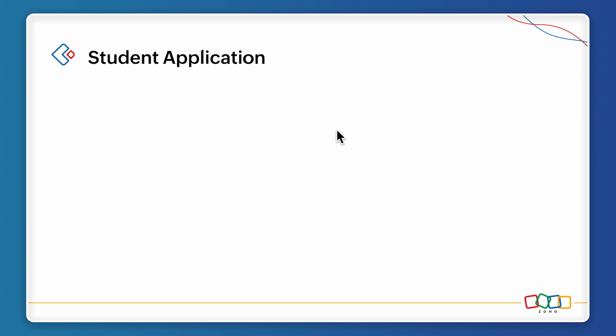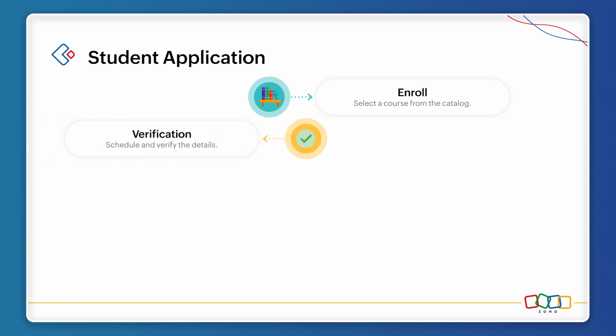Then let's talk about the second module, that is the student application. The course catalog is available, and the student has searched and selected a course to apply for. Next, the student enrollment starts happening. First, the student will start to enroll for the course which is available in the catalog, and as the second step, we will schedule and verify the details of the students who have enrolled for each and every course and their eligibility as well. In our scenario, we will be creating an offline verification schedule for each and every student, and we'll be providing them access.